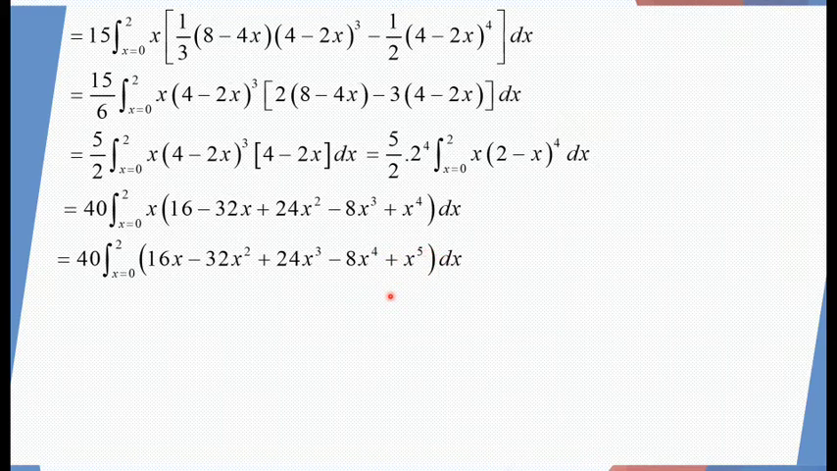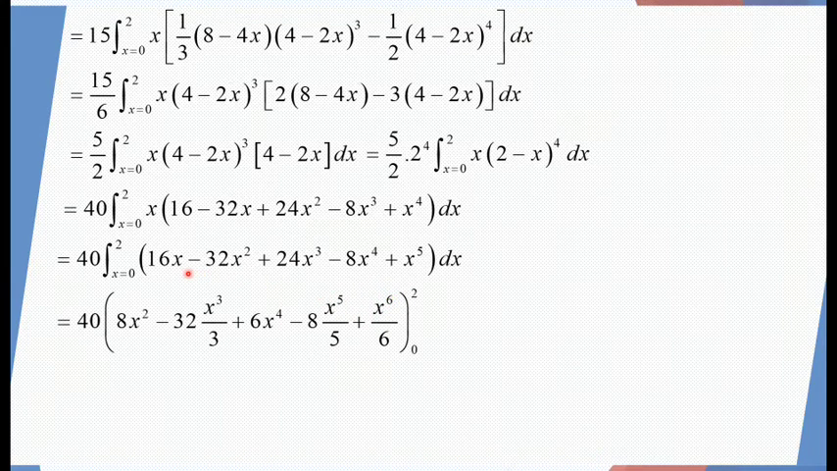Now we can integrate it with respect to x. So the integral of x is x square by 2, and 2 cancels this 16 eight times. So it is 8x square minus 32 as it is, x square integrates to x cube by 3, same as when we integrate x cube, it will be x raised to power 4 by 4, and 4 cancels 24 six times. So it is 6 x raised to power 4, and minus 8 integral of x raised to power 4 is x raised to power 5 by 5 plus integral of x raised to power 5 is x raised to power 6 by 6 under the limit 0 to 2.